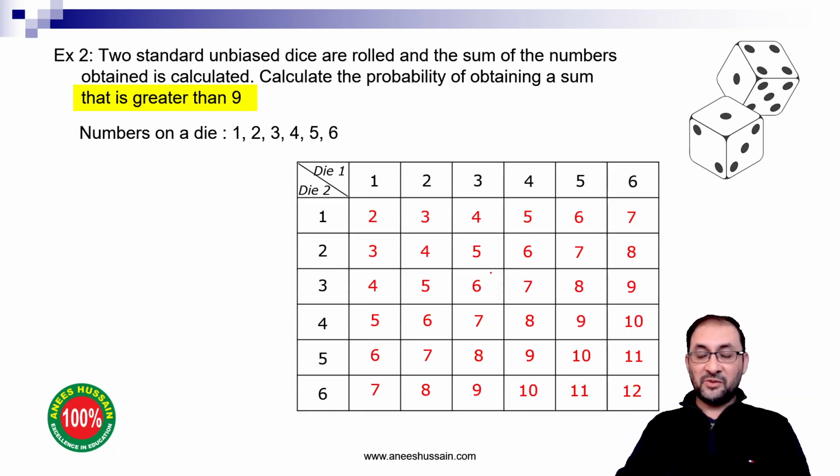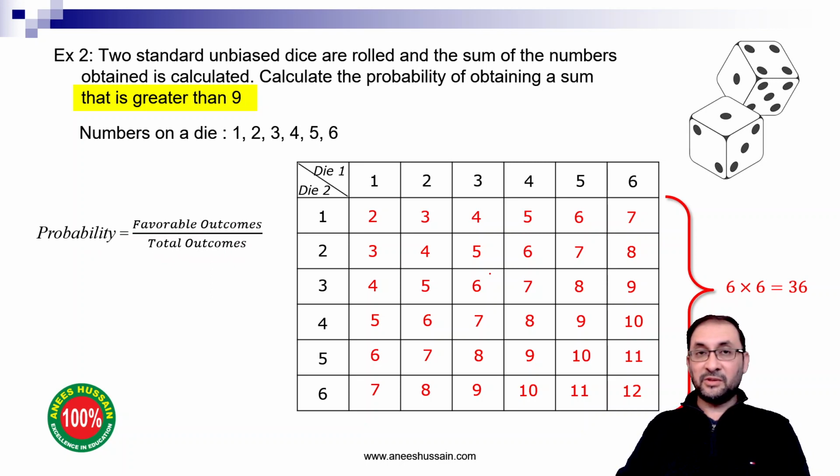This is what our sample space would look like. I've already filled in the values possible for the sums of the numbers that you get on each face. Again, we know that the total number of outcomes is going to be 36. The question says, what is the probability of getting a sum that is greater than 9? Remember, probability is equal to the number of favorable outcomes divided by the total possible outcomes. In this case, the total possible outcomes, as we saw earlier, was 36, so the denominator has to be 36. And in the numerator, we need to put in the number of favorable outcomes.